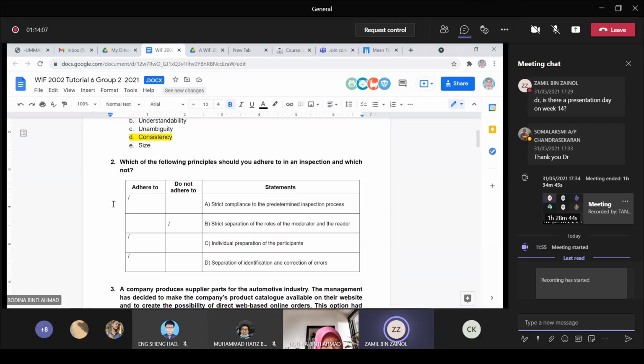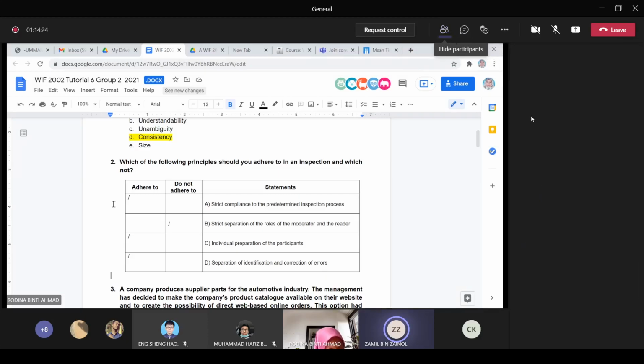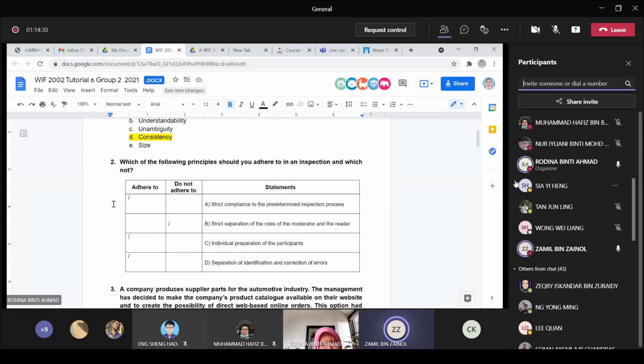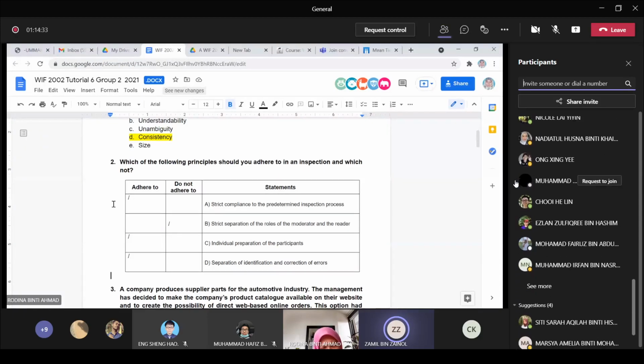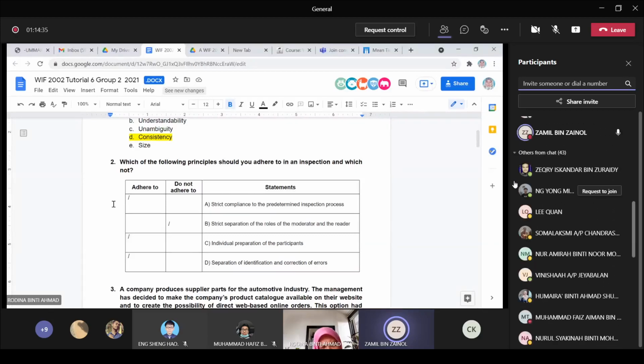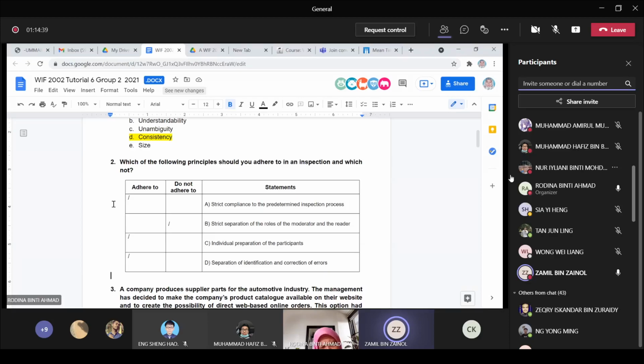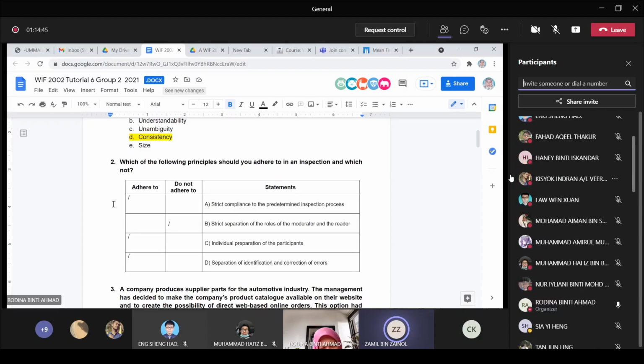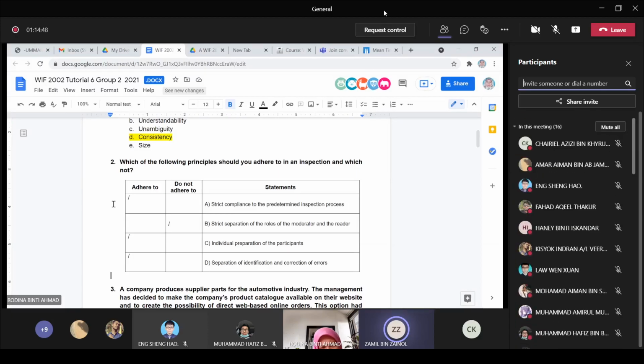Number 2: which of the following principles should you adhere to in an inspection and which not? Statement A, strict compliance to the predetermined inspection process: adhere to. Statement B, strict separation of the roles of the moderator and the reader: the answer is do not adhere to. Statement C, individual preparation of the participants: the answer is adhere to. And the last one, statement D, the separation of identification and correction of errors: the answer is adhere to.